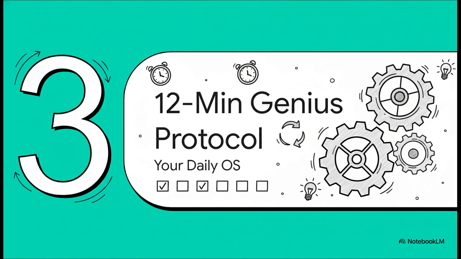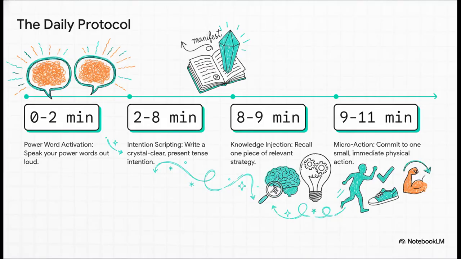Let's get super practical. This is the 12-minute Genius Protocol, a dead simple daily routine that basically compresses that entire 6-step formula into a few executable steps you can start doing tomorrow morning. Here's how it breaks down. You start with just 2 minutes of speaking your power words out loud to get your brain activated. Then, you spend 6 minutes scripting a crystal clear intention for your day, really feeling it like it's already happened. Next, just 1 minute to inject a key piece of knowledge or a new strategy. And you finish with 2 minutes to commit to one tiny, physical micro-action that proves your intention is real. That's it. 12 minutes to run the entire system.